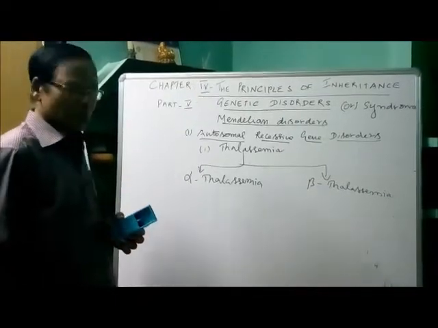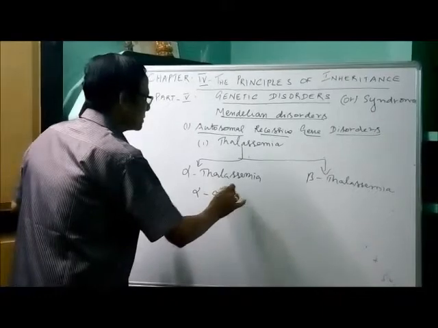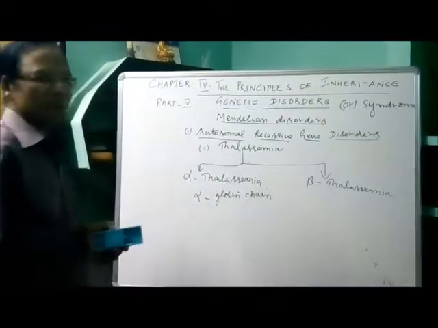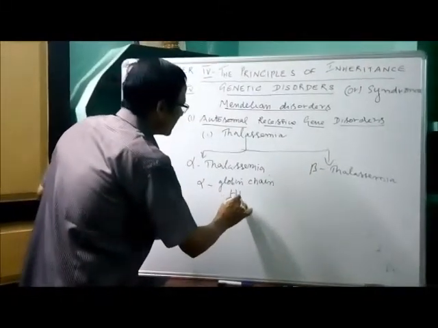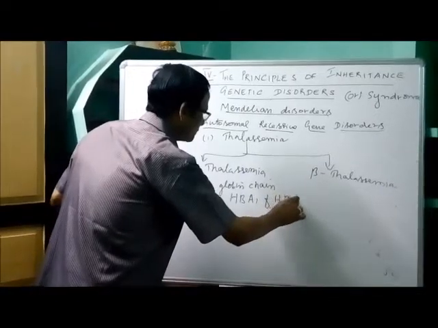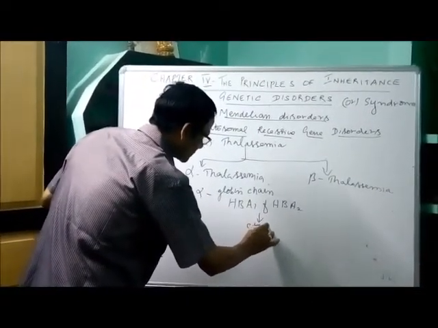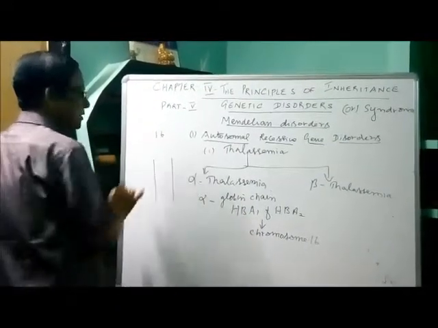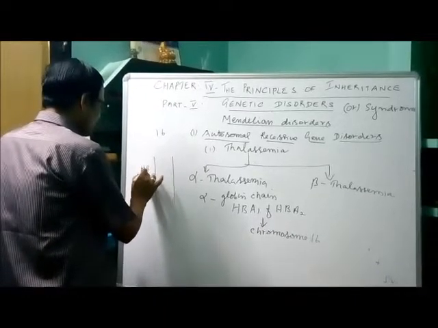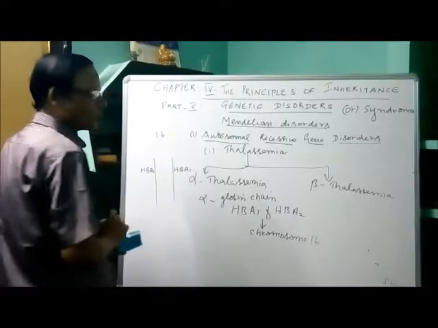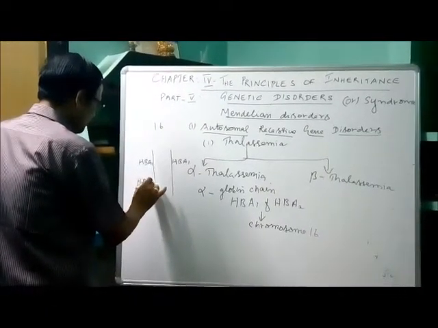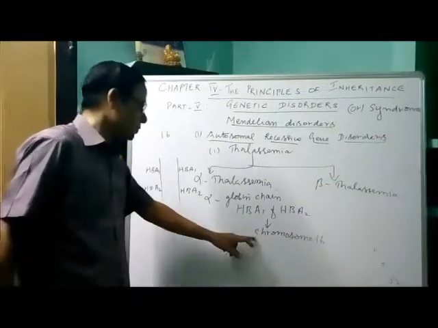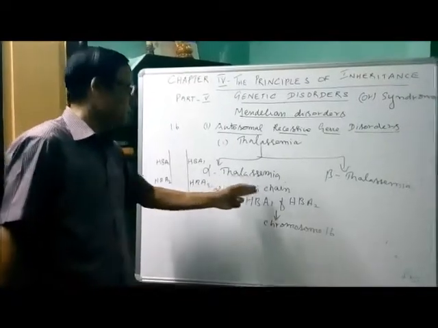For the production of the alpha chain, that is the alpha globin chain, two genes are needed, HBA1 and HBA2, and these genes are present in chromosome number 16. Suppose we are taking this chromosome 16, the autosome. There we have the genes HBA1 and HBA2, one pair of genes and another pair of genes. These are the genes located in chromosome 16, responsible for the synthesis of the alpha globin chain.